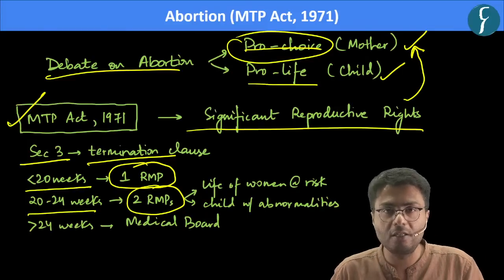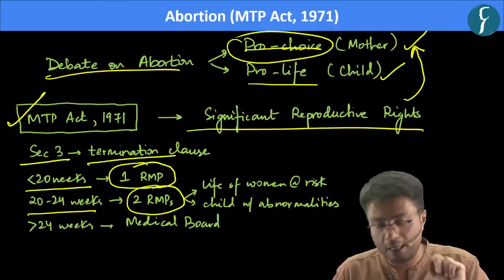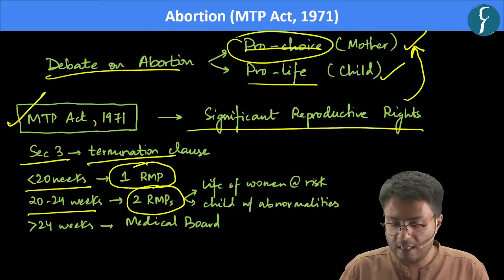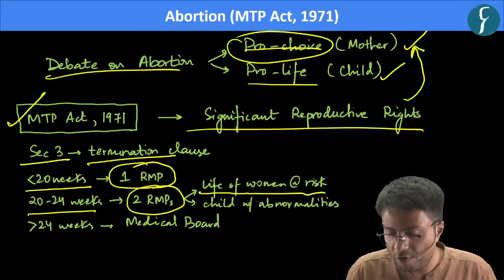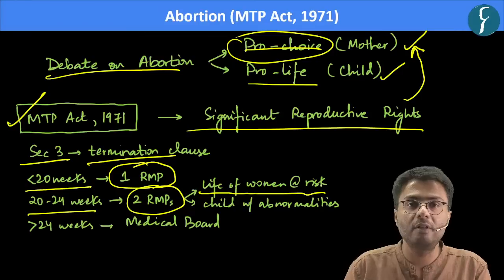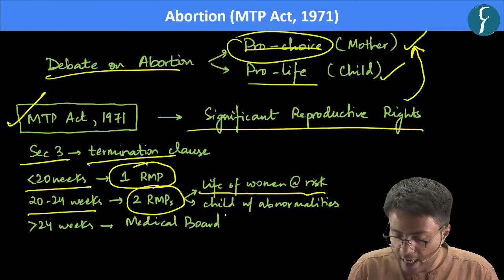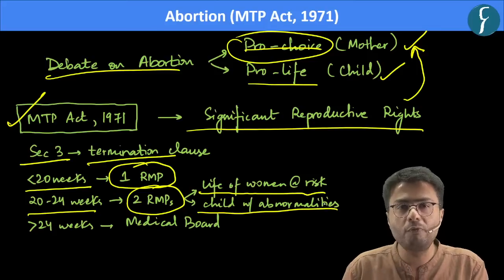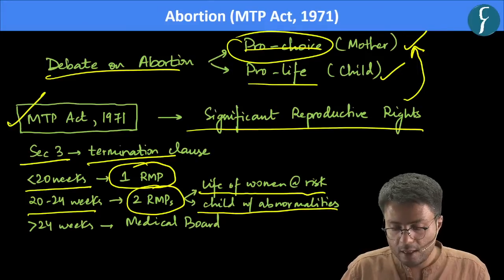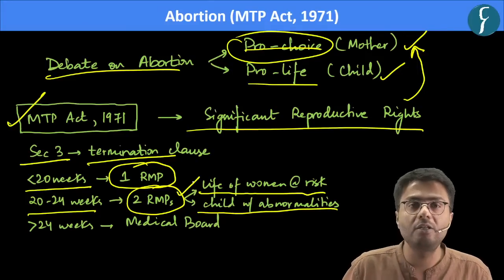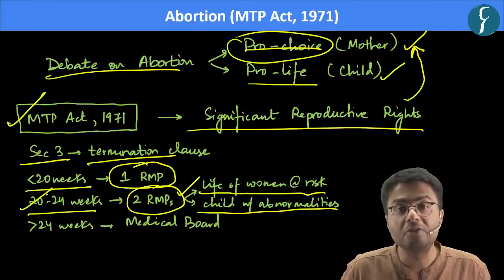And these practitioners will give their opinion after they meet two requirements. The first is that if the pregnancy is creating a significant threat to the life of the woman, then they will give their assent to medical termination. Further, if a child is expected to be born with severe physical as well as medical abnormalities, then these registered medical practitioners will give their consent for termination of pregnancy.